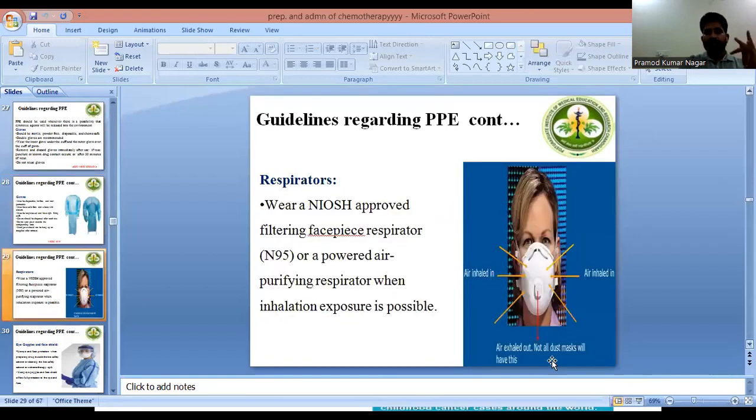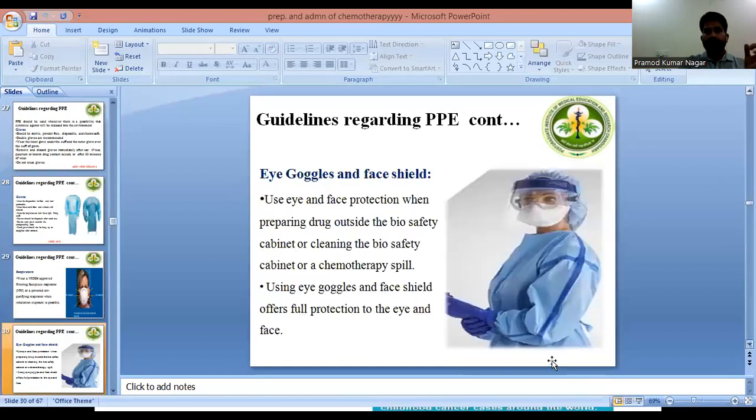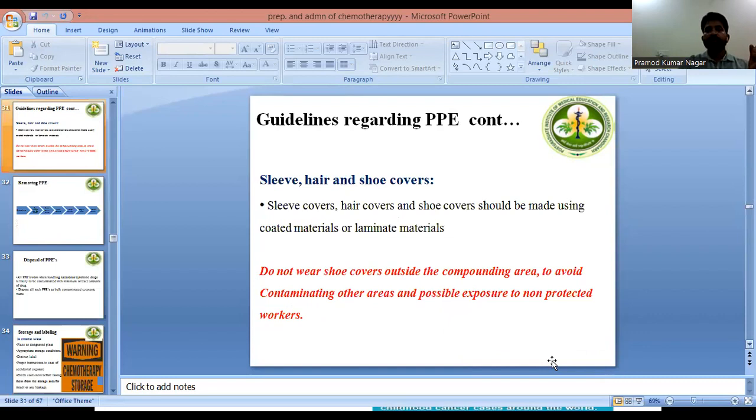For the respirator, NIOSH recommends the N95 mask, eye goggles and face shield. Use eye and face protection when preparing drugs outside the biosafety cabinet or inside the biosafety cabinet, cleaning the biosafety cabinet, or for chemotherapy spillage. So always wear eye goggles or a face shield, which offer full protection for the eye and face. Shoe cover, sleeve cover, and hair cover should be made using coated or laminate material. Do not wear shoe covers outside the compounding area to avoid contaminating other areas and possible exposure to non-protected workers. So this is advisable for all.